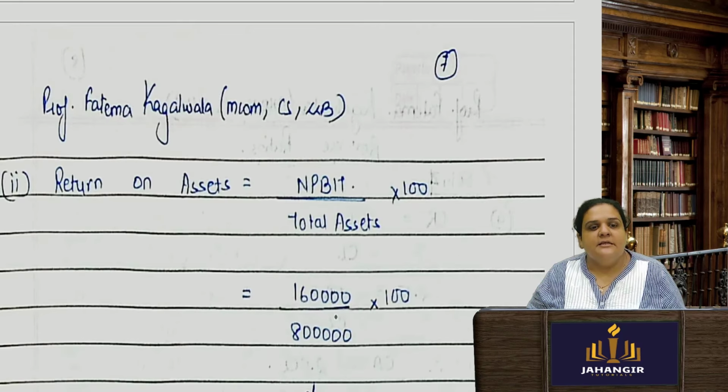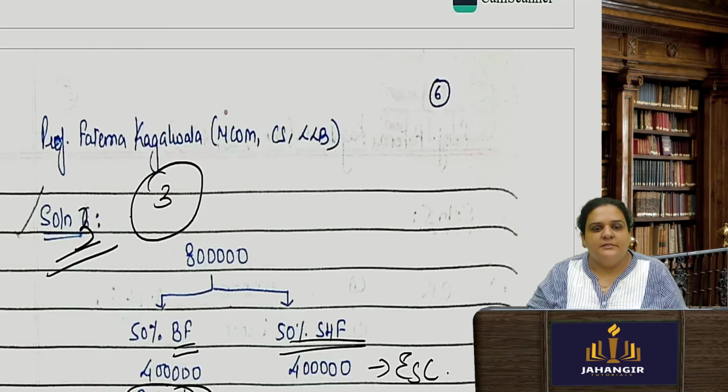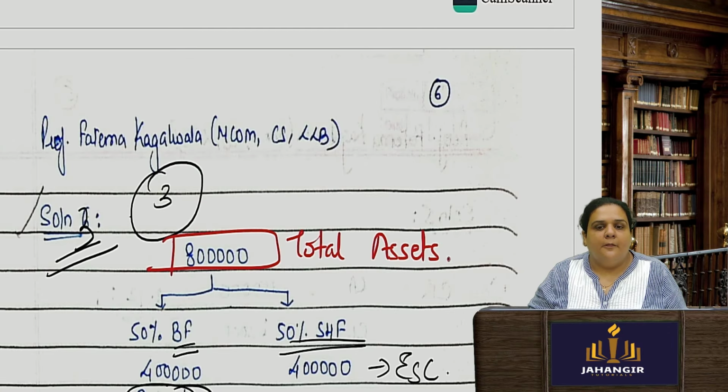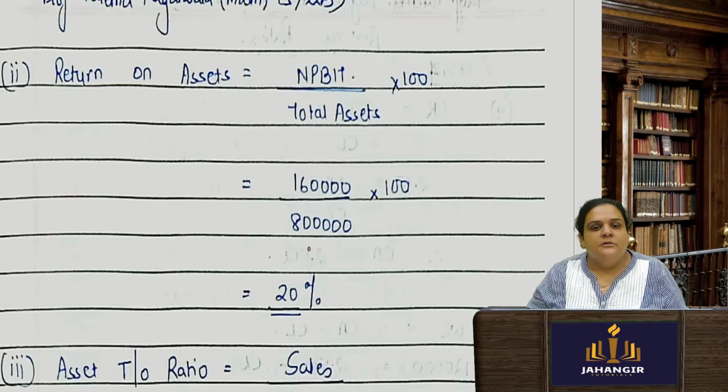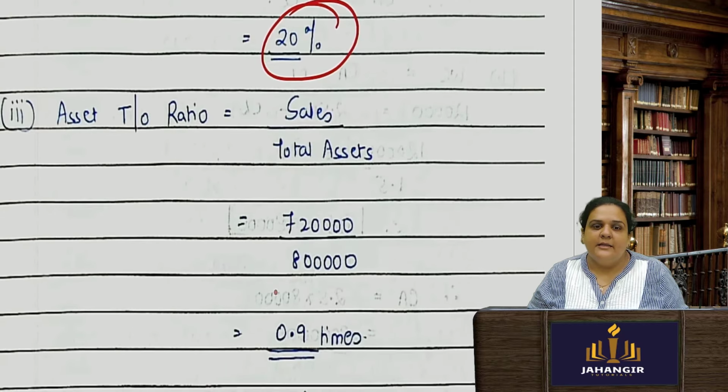Next, they are asking me return on assets. Return on assets means NPBIT upon your total assets. How much is my NPBIT? Here, NPBIT 1,60,000. Total assets which I need, we just did it here. This is the total assets which we will need. Capital employed, kind of. Right, 8 lakhs into 100. So 20% return on assets. Asset turnover. Turnover means sales upon total assets. Sales is 7,20,000. Assets is 8 lakhs. 0.9 times. This is always in times.